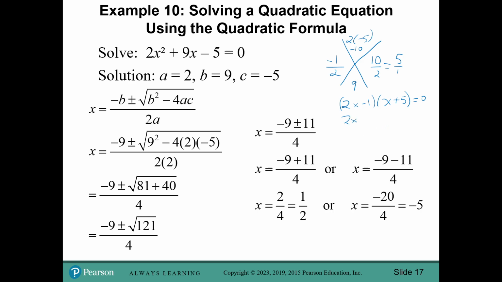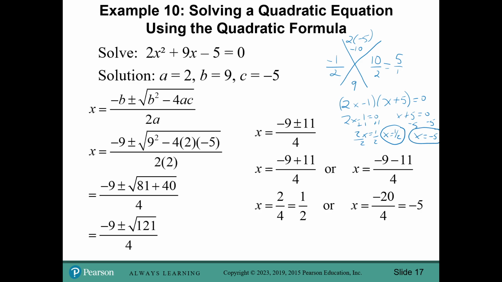We set 2x minus 1 equal to 0. We set x plus 5 equal to 0. I add 1. I get 2x equals 1. I divide by 2. I see that x equals 1/2. And I subtract 5 over here on the other equation. And I see that x is supposed to be negative 5. So I was able to actually factor this one.